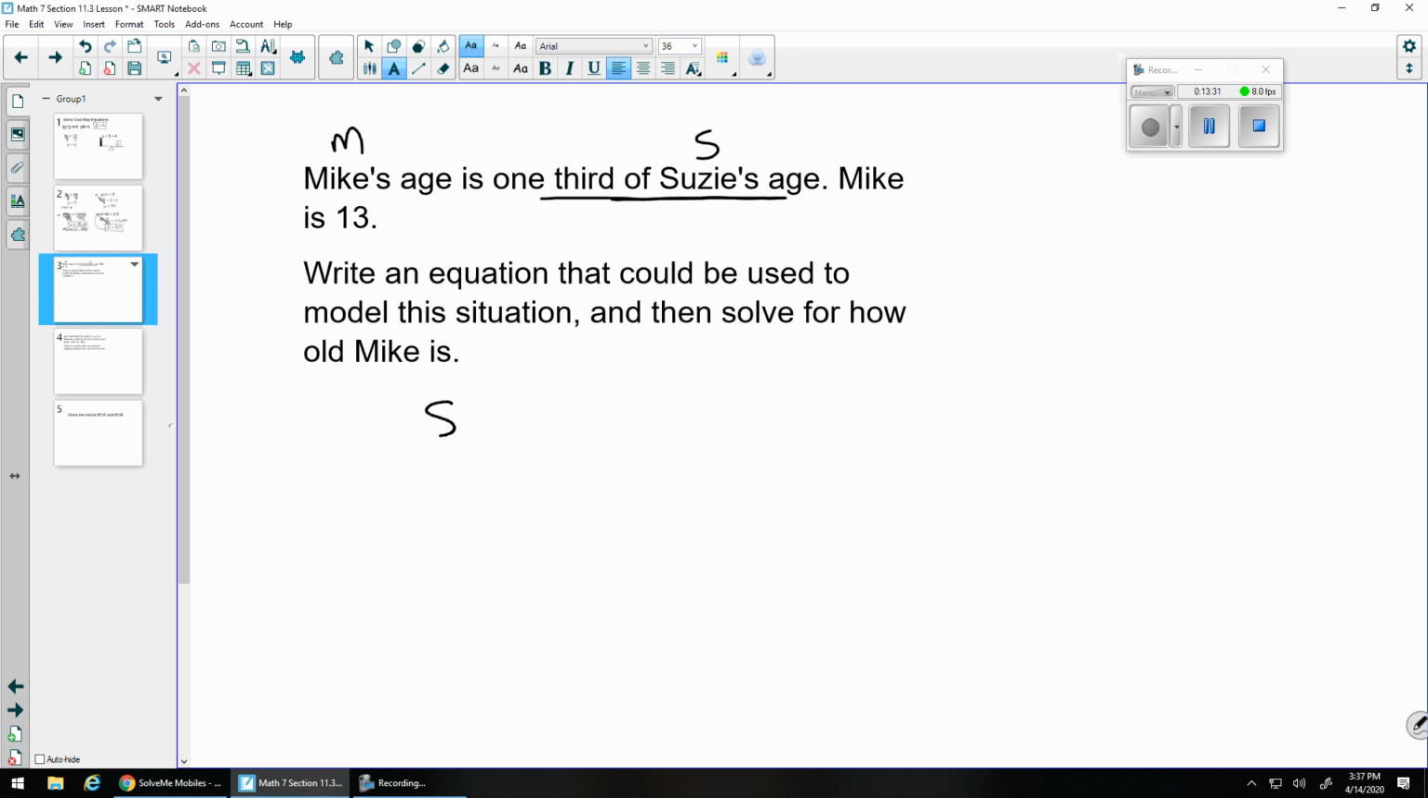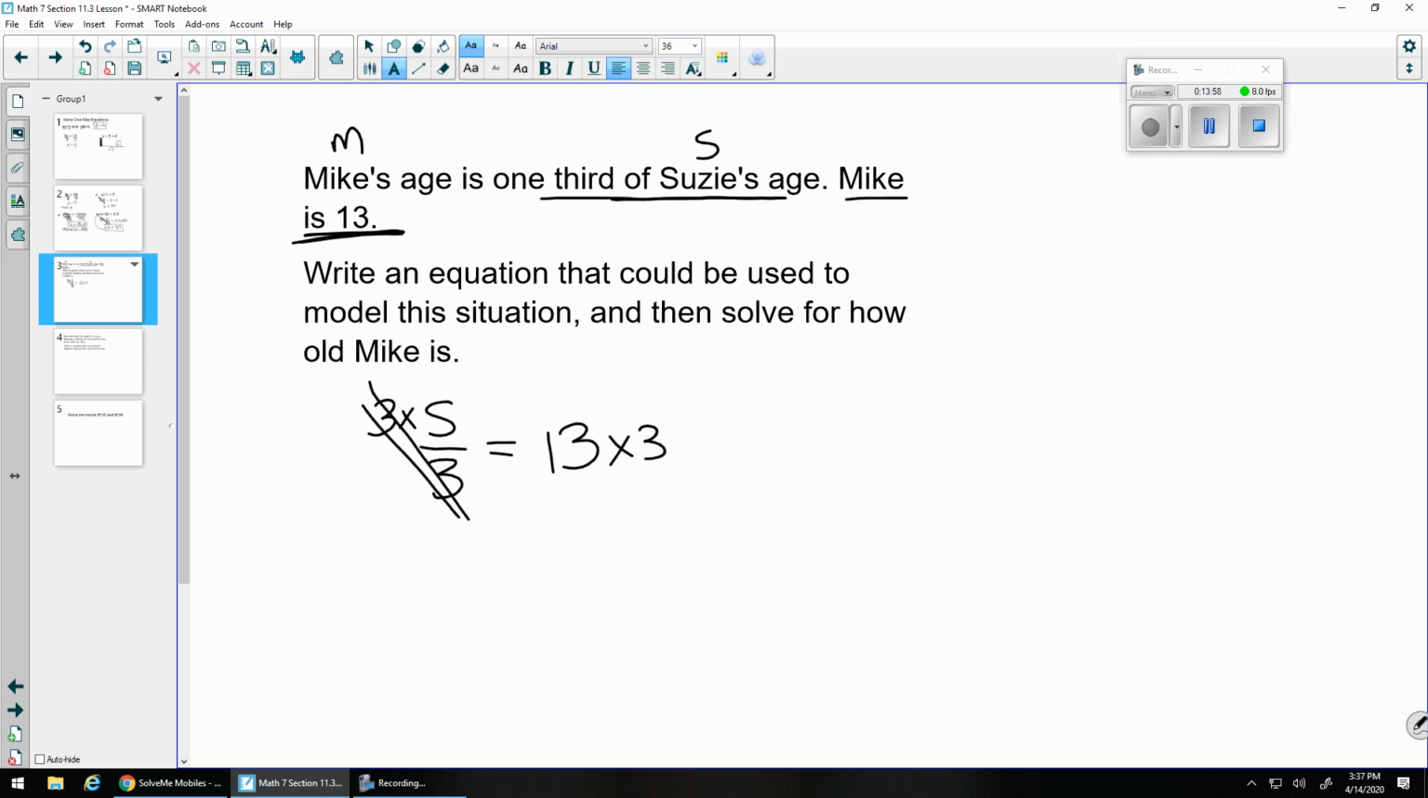Okay, so if Susie's age divided by 3 is equal to Mike's age, but now we know that Mike is 13, we can actually substitute 13 in for M. So we only have one variable now. So now that we only have one variable, we can solve for what it is. So S is being divided by 3, Susie's age is being divided by 3. I'm going to multiply it by 3. I'm going to multiply by 3 on this side.